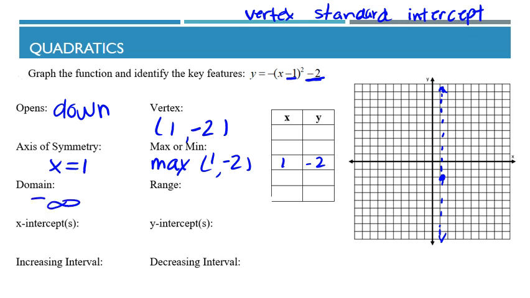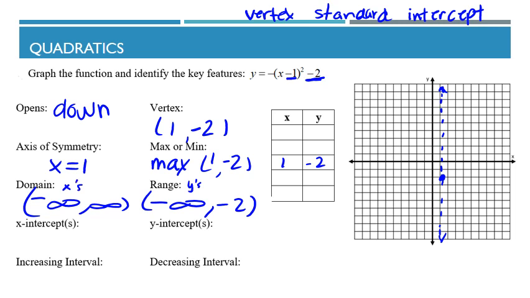My domain, if I'm dealing with a parabola, goes forever left, forever right. If it's going down, then I know I'm starting at negative infinity and I go up to that y value of -2. So y's versus x's, remember that.